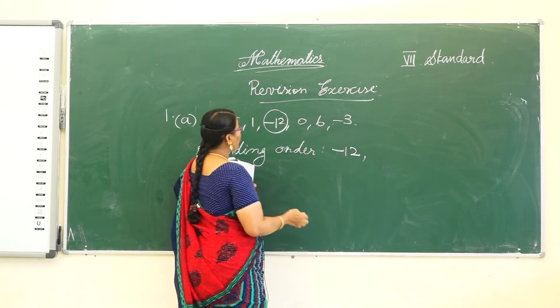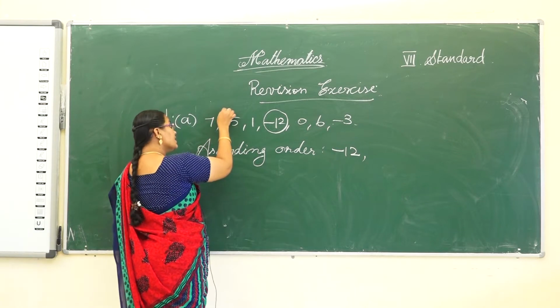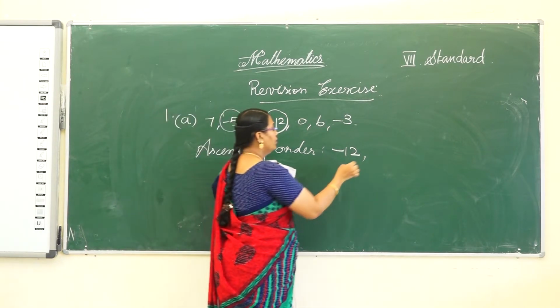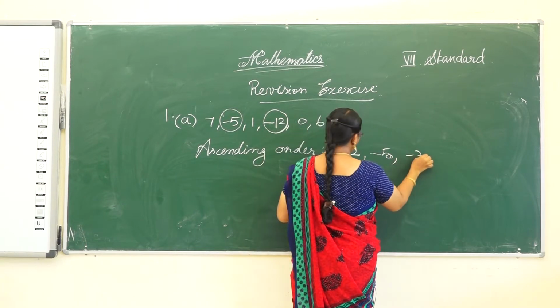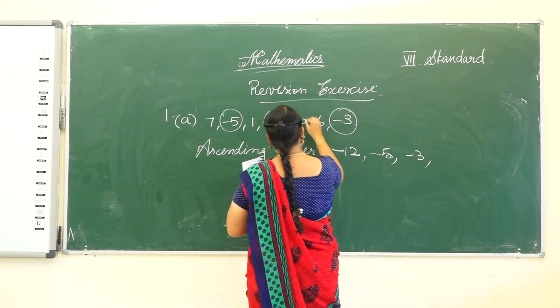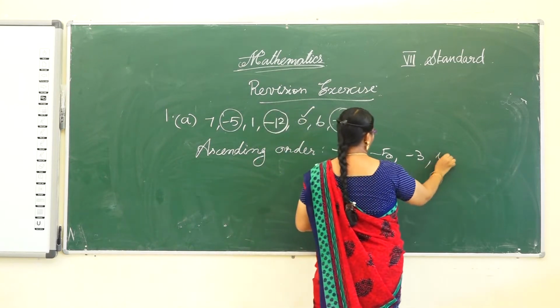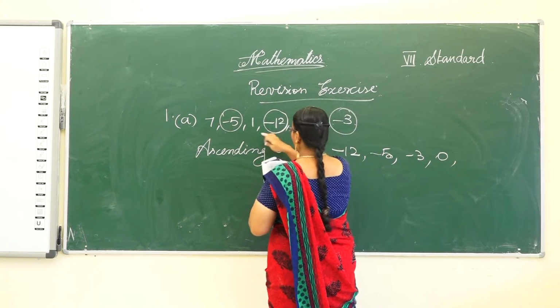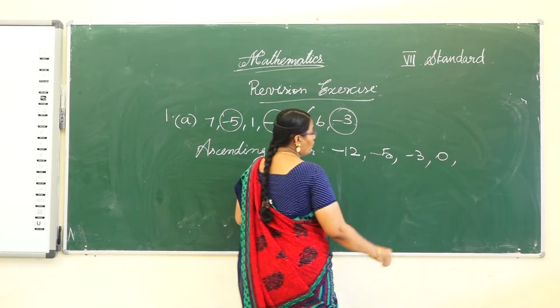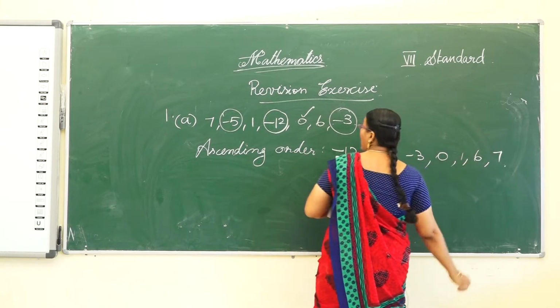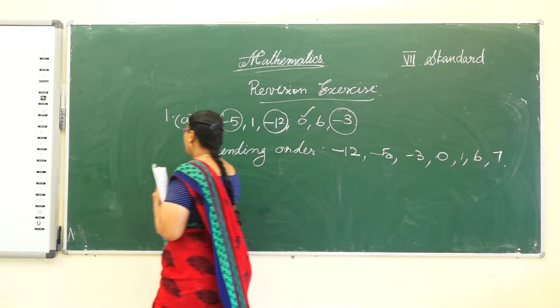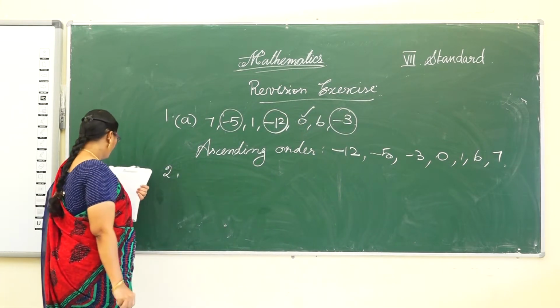And the next smallest integer is minus 5, and the next one minus 3. And then 0. The next smallest value is 1. Next one is 6, 7. This is the ascending order of the given integers. And the next problem is homework.